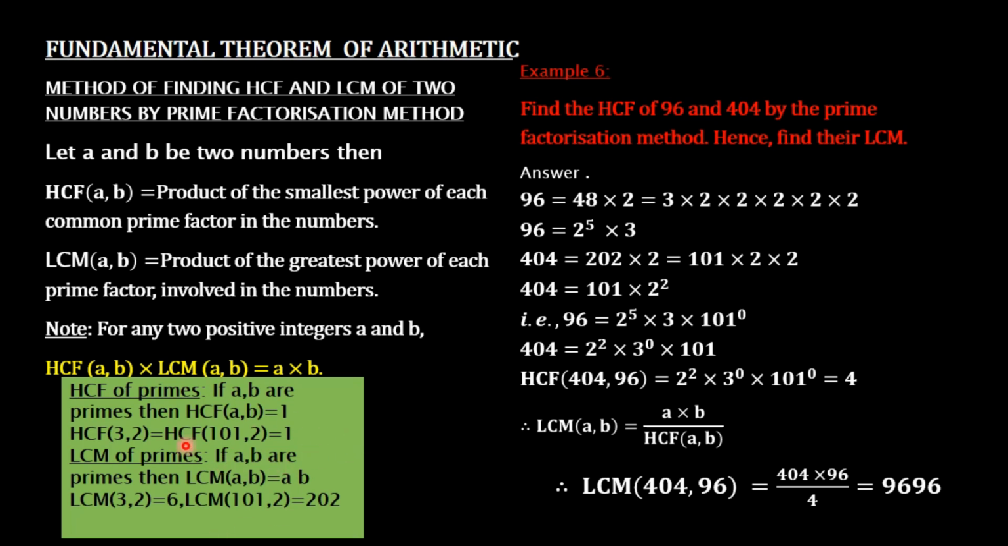What if A and B are primes, then what is the LCM of A and B? LCM of A and B equals A into B, that is the least common multiple. If A and B are primes, the method to adopt is to just multiply those numbers, and that will be our least common multiple. That is 101 and 2 gives 202, 3 and 2 gives 6. If we take other primes, 13 and 11, what is our LCM? 143, that is 13 into 11.